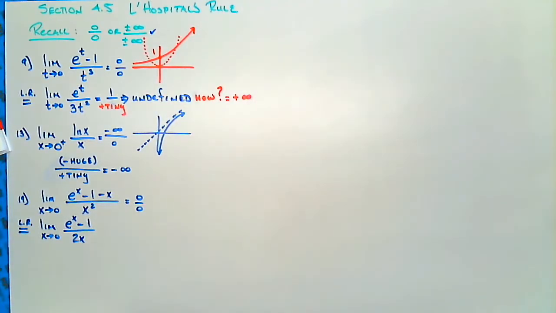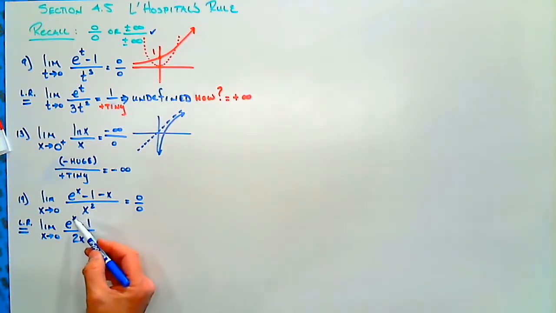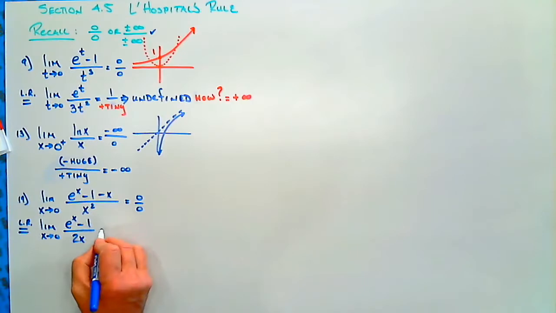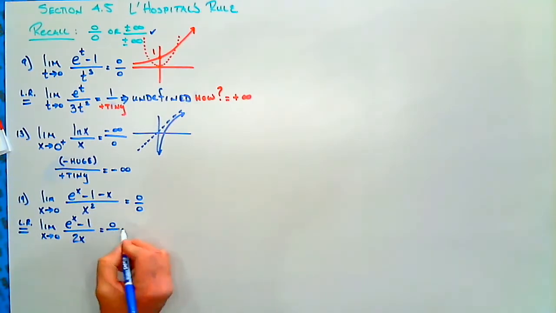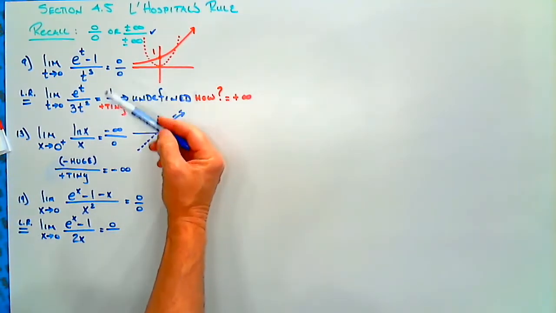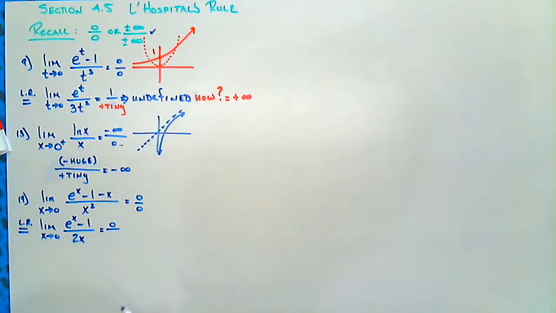Now we plug in 0 again. Now what happens this time when we plug in 0? Well, we get e to the 0, which is 1. 1 minus 1. We get 0 in the numerator. Now that's not the end of the world. We got 0 in the numerator up here. Actually, I guess down here we got 0 in the denominator.